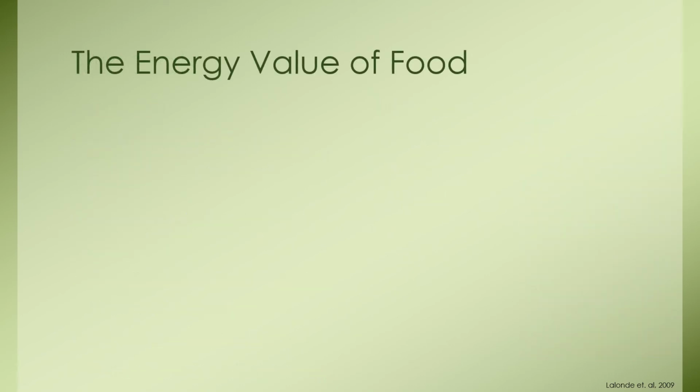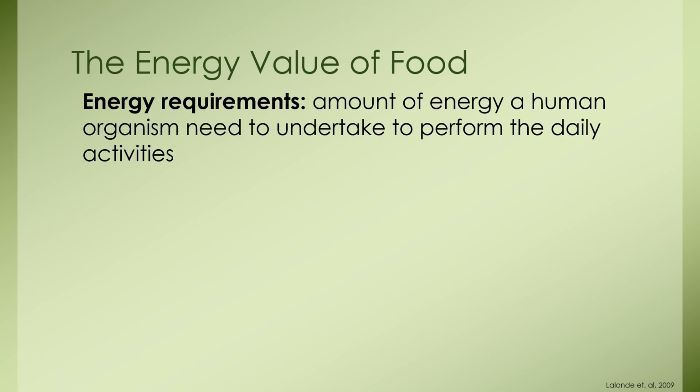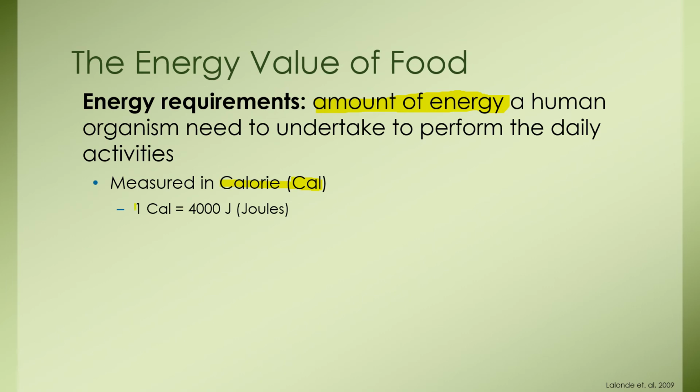Okay, so now we're going to talk about the energy value of food. Energy requirements, what's that? It is the amount of energy a human organism needs to perform daily activity. So each of us needs a minimum of energy to perform our daily activities. This energy is measured in calories, or cal for short. 1 calorie is the same as 4,000 joules. Okay, this is for grade 10, but joules is a measurement of energy. I'm going to see joules in grade 10.